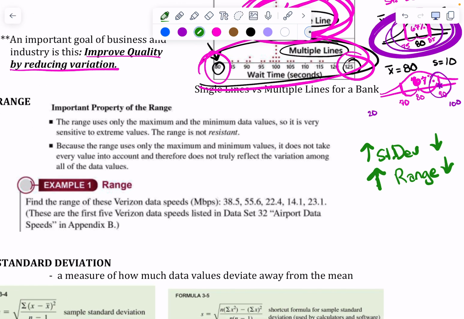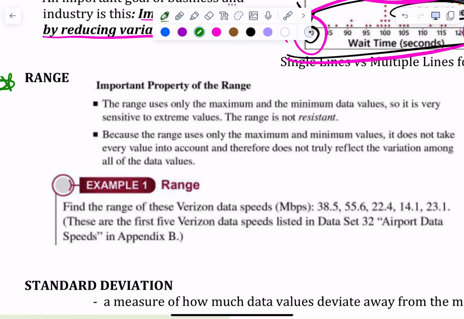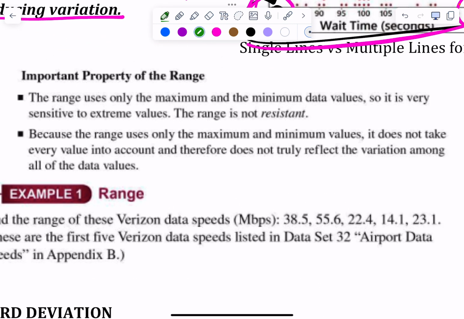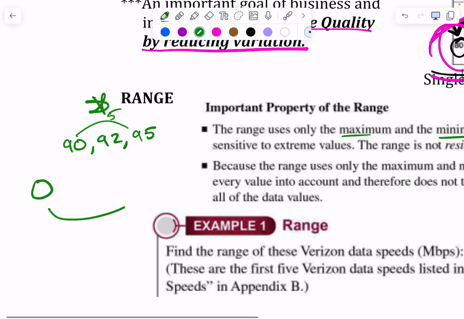All right, let's talk about range. The range uses only the maximum and minimum values, so it is very sensitive to extreme values. If I have a 90 and a 92 and a 95, if I have those 3 grades in my grade book, my range is only 5, right? But let's say I throw a 0 in there. Now what's my range? Look at how that changes it from 5 as a range to 95.